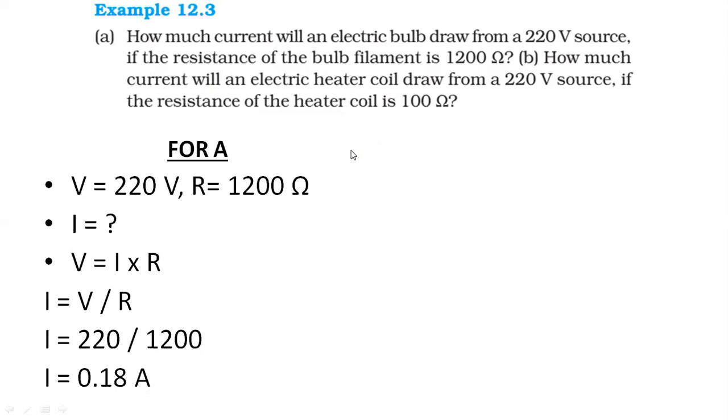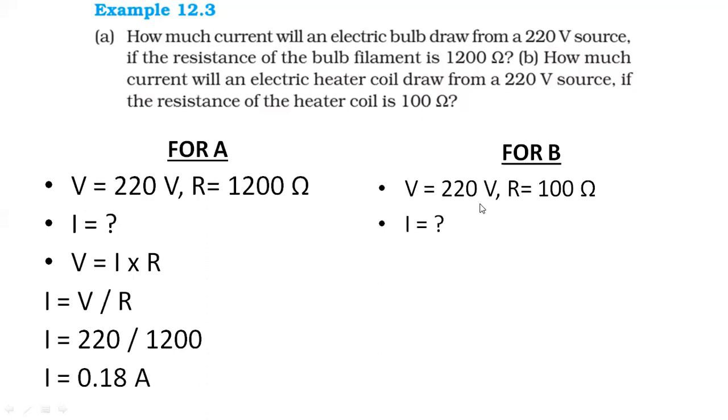Fine? Let us move to the second one now. In the second one, they are saying find current if potential difference is 220 and resistance is 100 ohm. So in the same procedure you follow for case B. For case B, they are saying potential difference is 220, resistance is 100 ohm. We have written both of them. They are asking current. So we said I is equal to question mark.